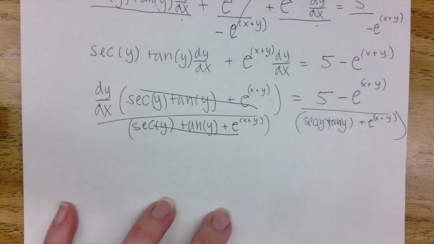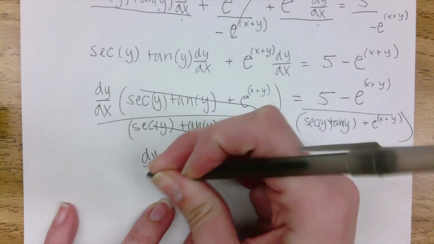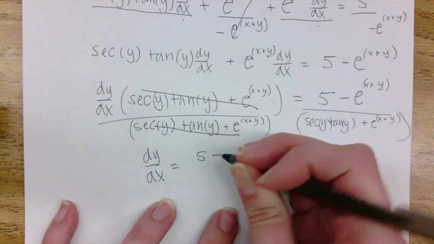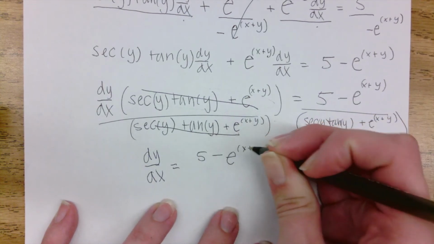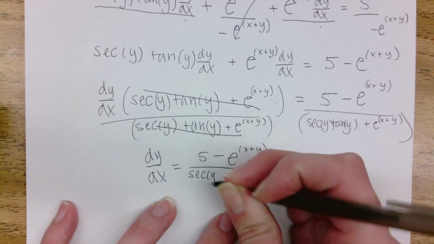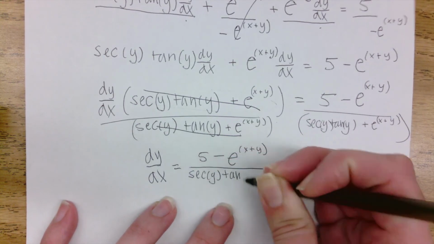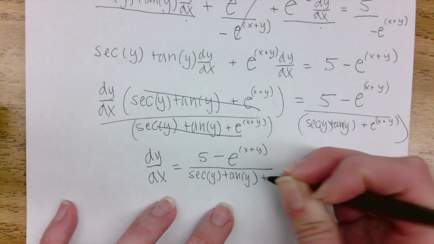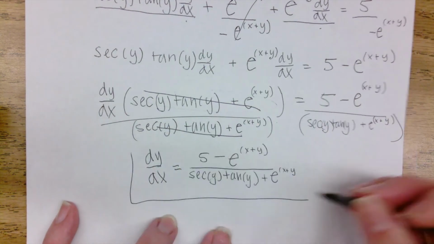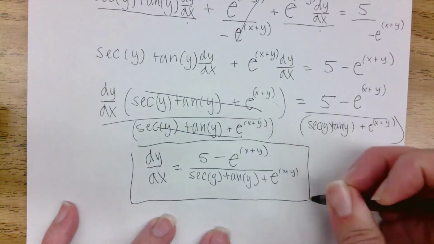These terms cancel out, and dy/dx equals 5 minus e to the power of x plus y over secant of y, tangent of y, plus e to the power of x plus y. And that is the answer.